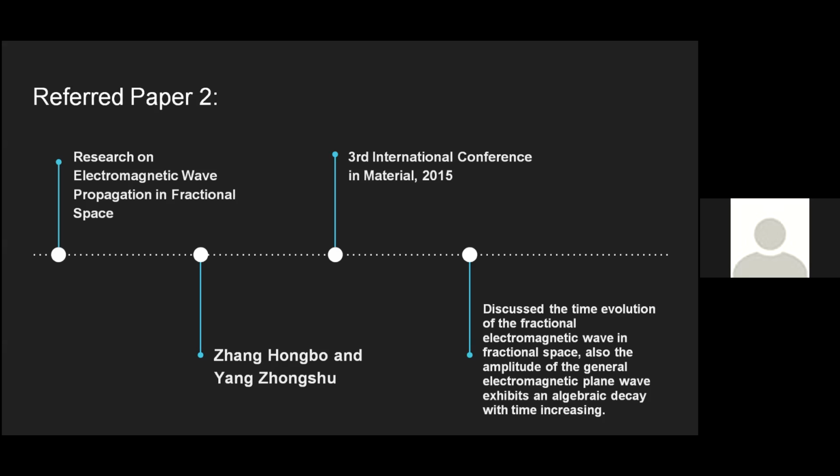So the conclusion that we can draw in short from this paper is that we discuss the time evolution of the fractional electromagnetic wave in fractional space. Also, the amplitude of the general electromagnetic wave exhibits an algebraic decay with increasing time. A particular graph is mentioned, which you can refer to in this paper. Now, moving on to paper number 3.